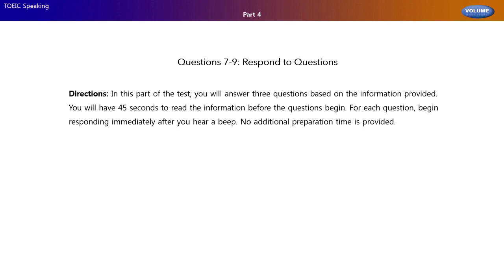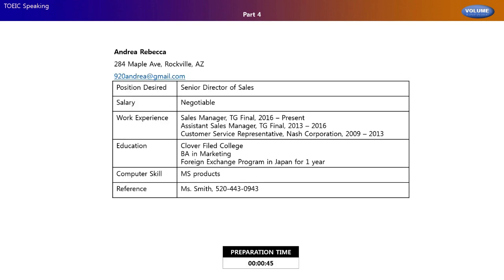Part 4. Directions. In this part of the test, you will answer 3 questions based on the information provided. You will have 45 seconds to read the information before the questions begin. For each question, begin responding immediately after you hear a beep. No additional preparation time is provided. Begin preparing now.